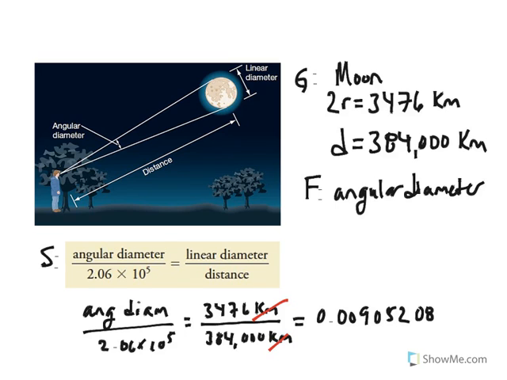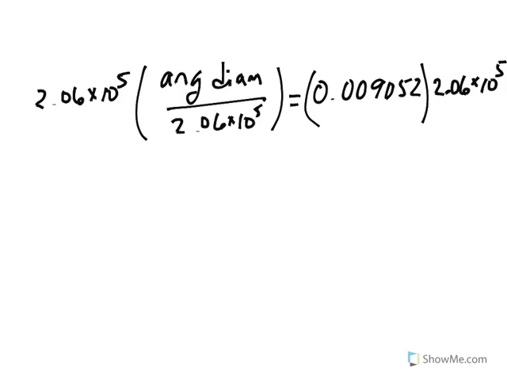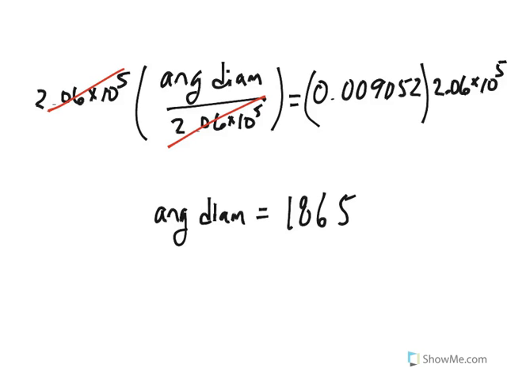And we get 0.00905208. And notice that there are 6 digits here, and there are 4 digits there. So we would keep these 4 digits and round the 08 up, which would just be 0.009052. Now to solve for angular diameter, we need to multiply both sides of the equation by 2.06 times 10 to the 5th. So when we multiply both sides of the equation by 2.06 times 10 to the fifth, we notice that on the left side the 2.06 times 10 to the fifth cancels out. And the answer you get is 1865, and the units are arc seconds.